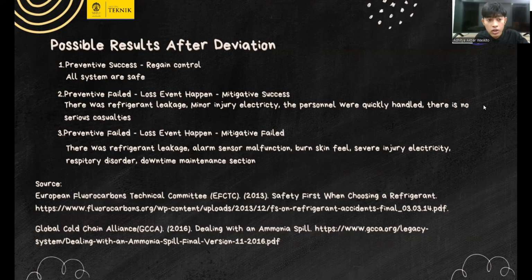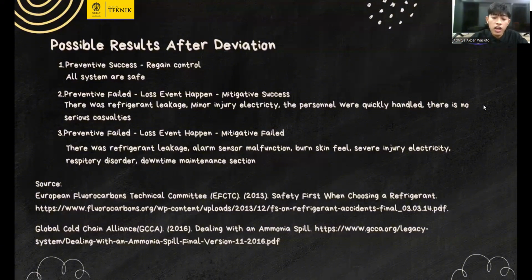And the third is when preventive fails, the loss event happens, and mitigative fails. So there was refrigerant leakage, alarm sensor malfunction, skin burns, severe injury from electricity, respiratory disorder, and downtime on the maintenance section. So that's the case on maintenance chillers.